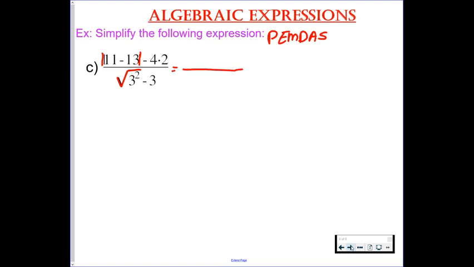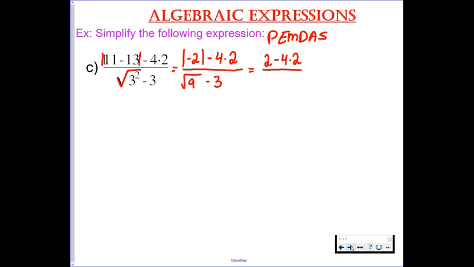The absolute value of 11 minus 13, well, let's just do 11 minus 13. 11 minus 13 is negative 2. Don't forget the absolute value bars. Minus 4 times 2. Then on the bottom, we have the square root of 3 squared minus 3. Well, 3 squared is an exponent, and we can simplify that to 9. Now, keep going on the top. The absolute value, those act as grouping symbols for the purpose of the negative 2. So let's take care of that first. The absolute value of negative 2 is positive 2.